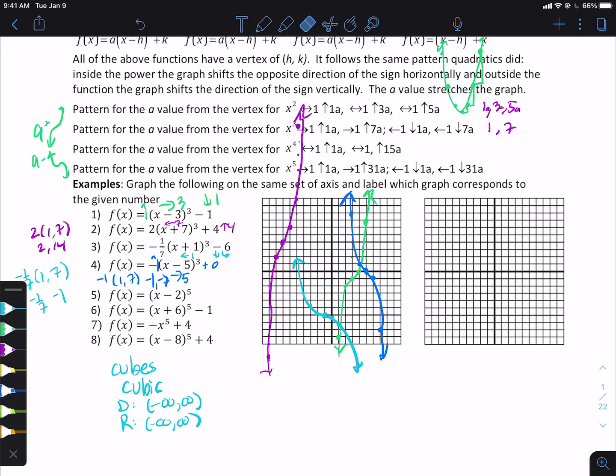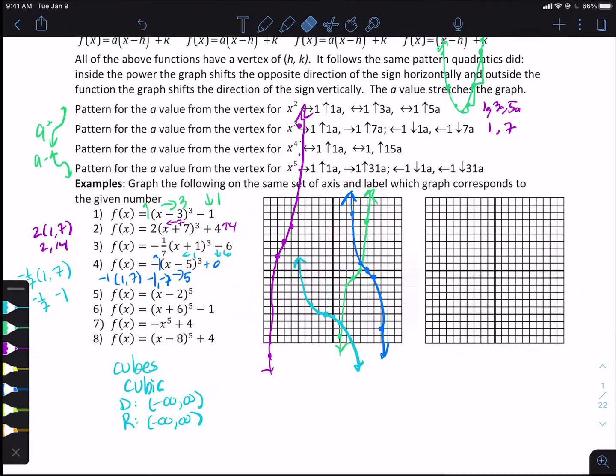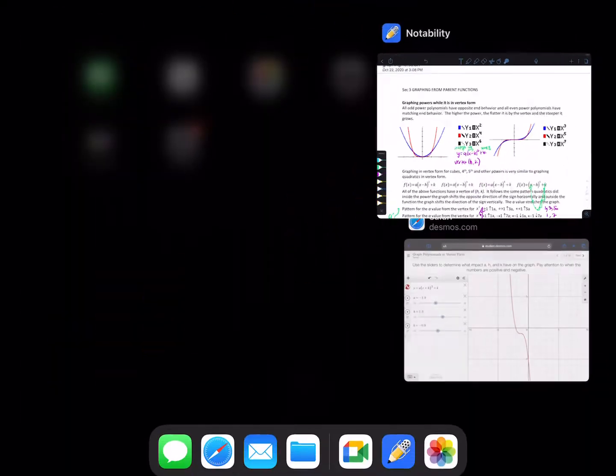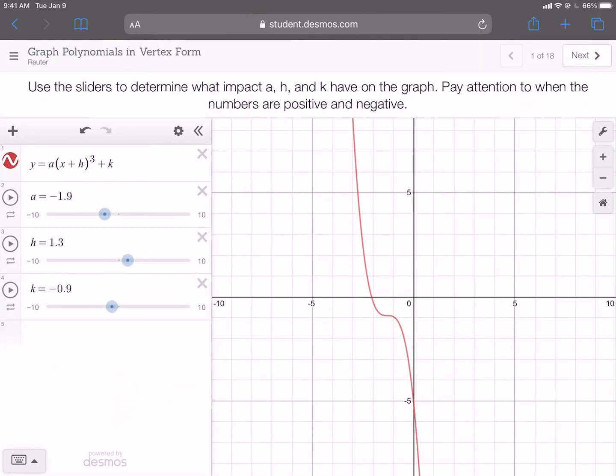We're going to look at how we graph the fifths, and then we'll go back and look at the fourths. The fifths and the thirds are very similar, again, because we call these parent functions, the original ones without any shifting or changes. The parent functions all look very similar. As we go up in power, it becomes steeper, and then one left and right of the vertex, it becomes flatter.